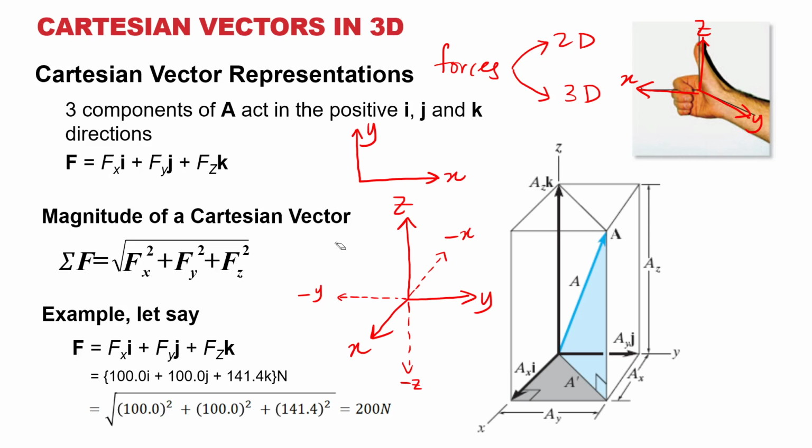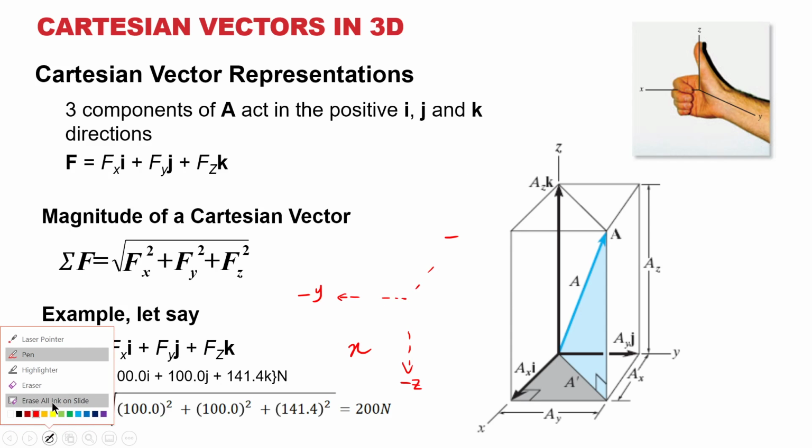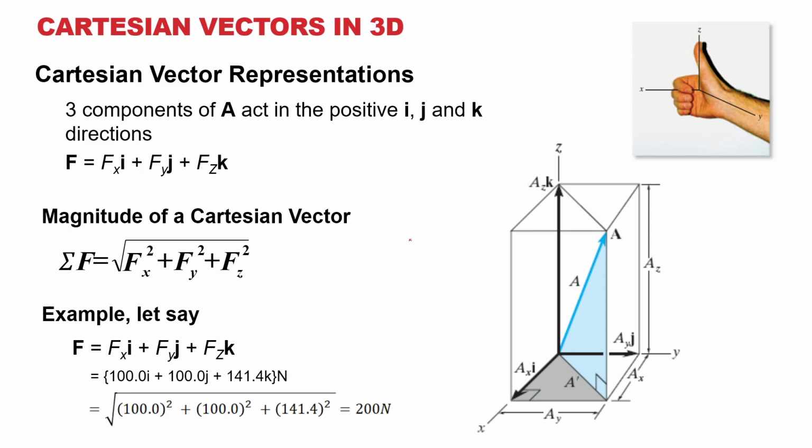Alright, so take a look. Let's make things clearer a bit more. Let's use this one. Erase all ink in one slide. Okay, so let's look at this one. This is your X axis, X. This is the Y axis, and going up is your Z axis.